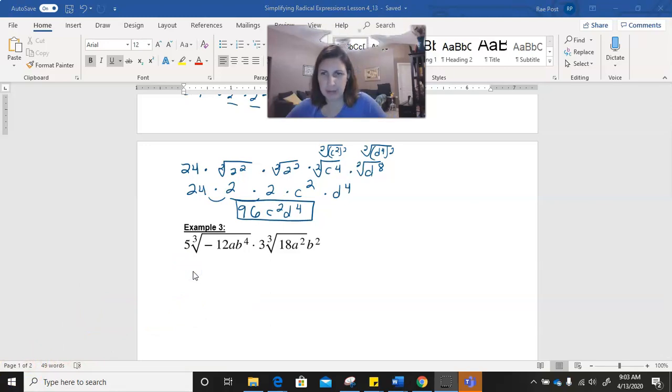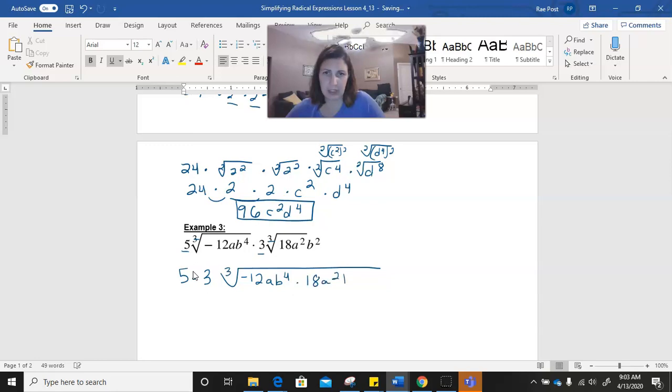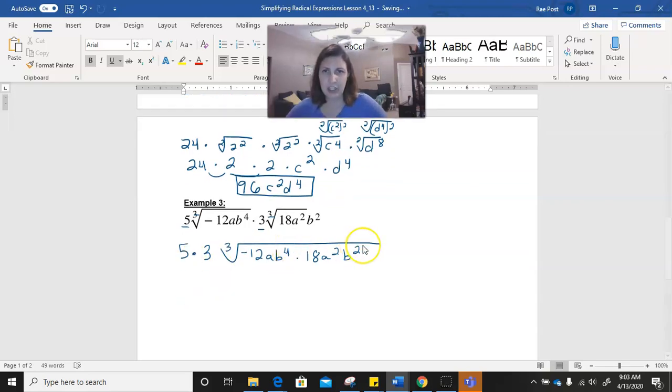Okay, so hopefully you guys were able to go ahead and rewrite this one with your, let's say, your coefficients on the outside, your 5 and your 3. And remember, this is a cube root. So it's okay. You can go ahead and bring everything together. So you have negative 12 a b to the fourth times 18 a squared b squared right here. Okay. Then you guys can go ahead and multiply the 5 times 3. Just go ahead and get it over with.